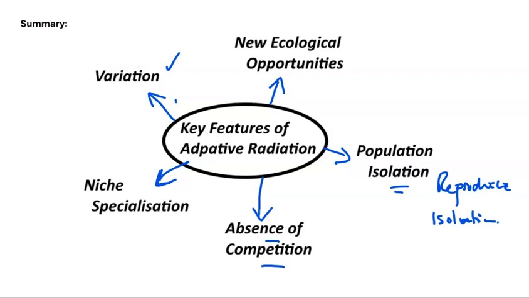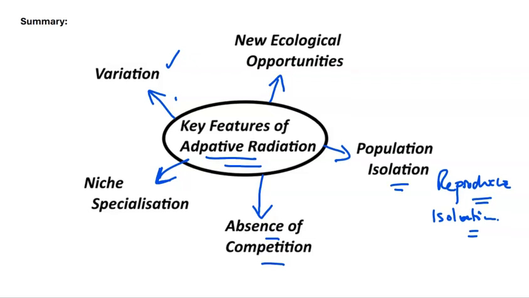So these are the component parts of the reproductive isolation, which results in the process of adaptive radiation that we have seen in this exemplar of the Galapagos finches.